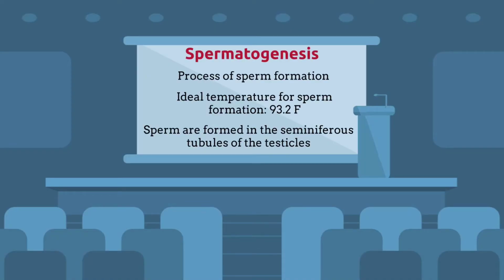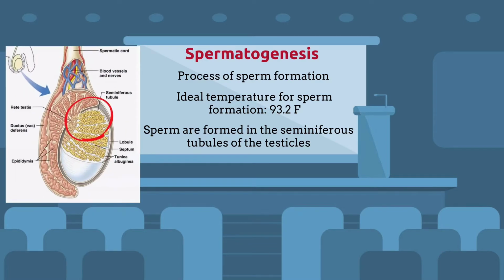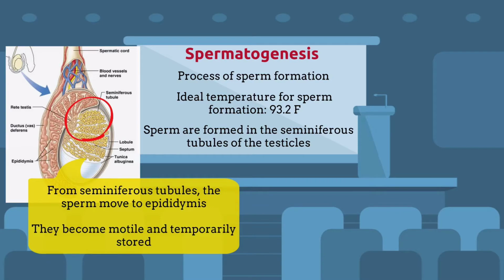Spermatogenesis is the process of sperm formation. The ideal temperature for sperm formation is 93.2 Fahrenheit, which is aided by the scrotum. The sperm are formed in the seminiferous tubules of the testicles, and from here, the sperm move into the epididymis where they become motile and are temporarily stored.